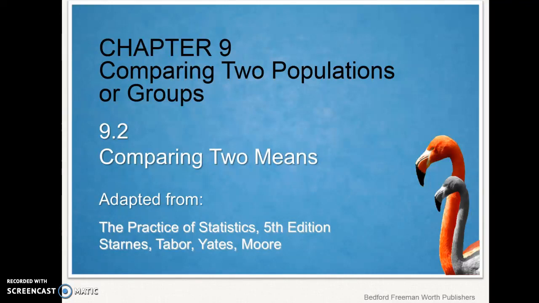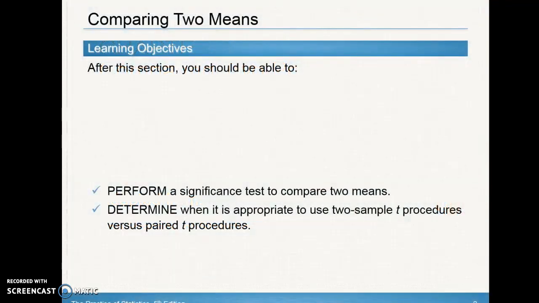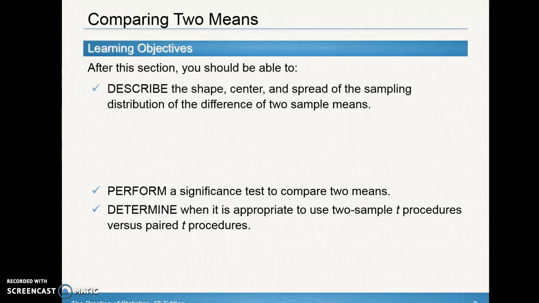All right, welcome to Chapter 9, Lesson 2, where we're going to be comparing two populations or groups by using two means instead of two proportions. So after this section, you're going to be able to describe the center, shape, and spread of a sampling distribution of the difference between two sample means.